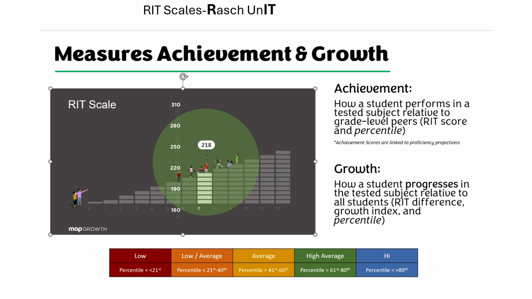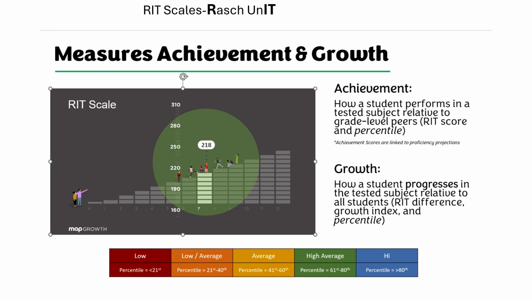You will also see percentile bands. Students are grouped based on their achievement RIT score into a series of color-coded RIT bands. As you can see at the bottom of your screen, high achievement is designated by a blue color, and that is anything at or above the 80th percentile.